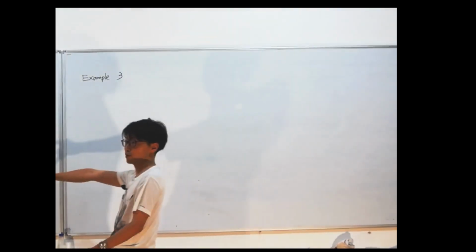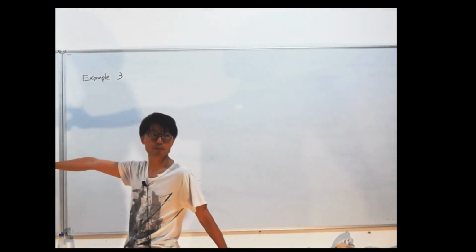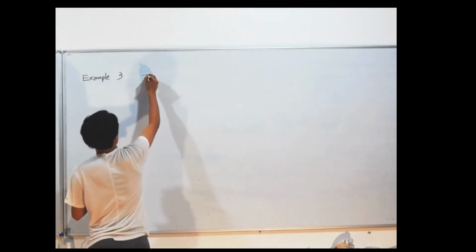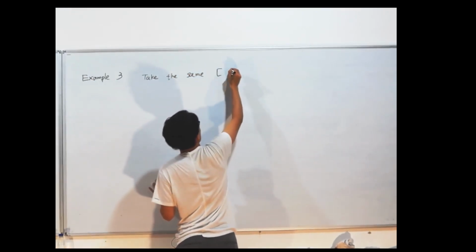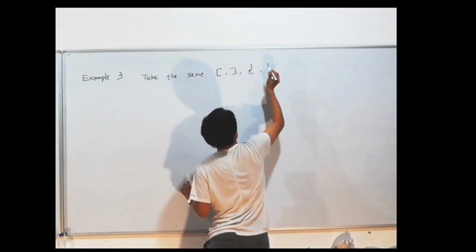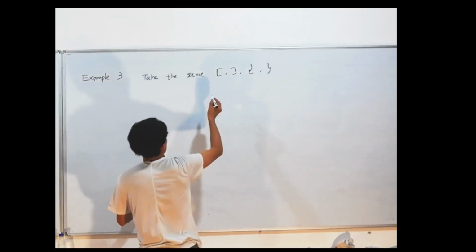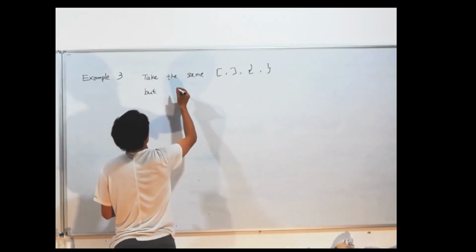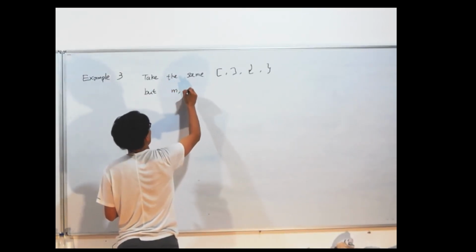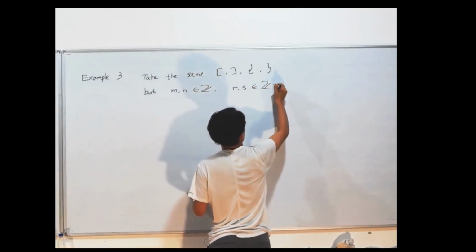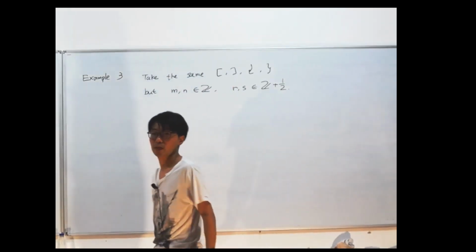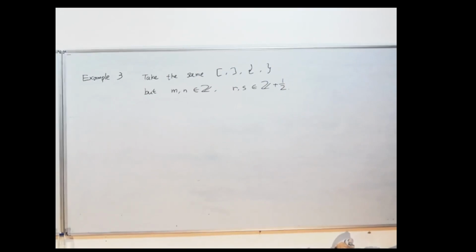So take the same commutator relation, and now generalize m, n. Now we allow n and m to be all integers, and r and s to be all half integers. Okay, and this is again another example of a supersymmetry algebra, and in fact it's even more.